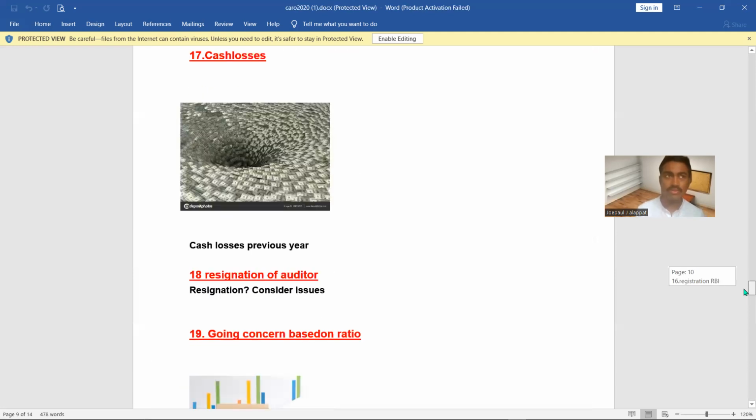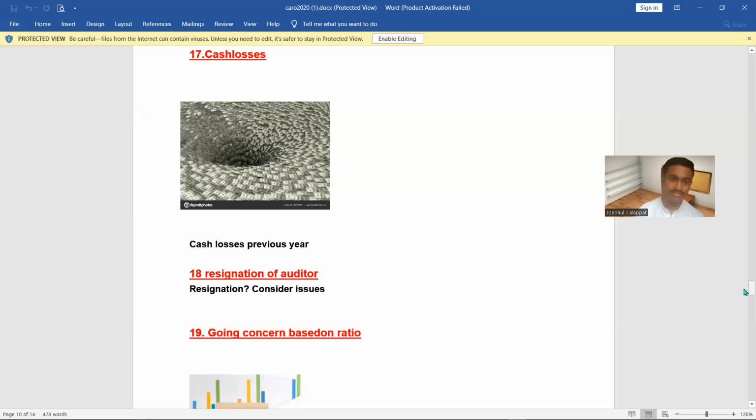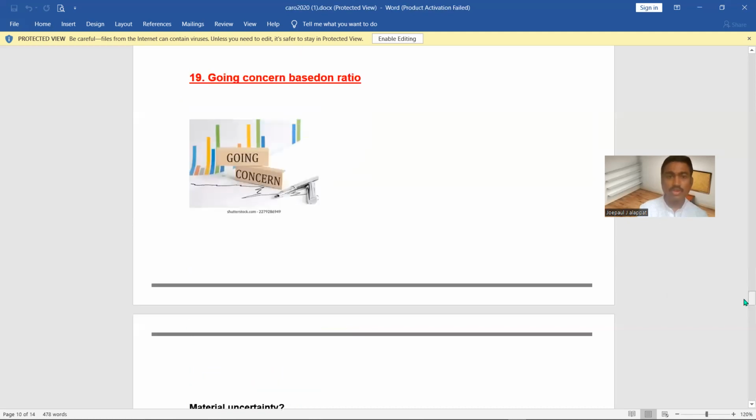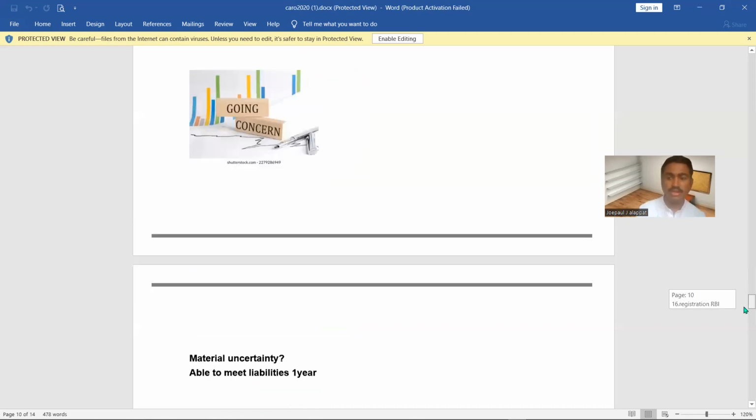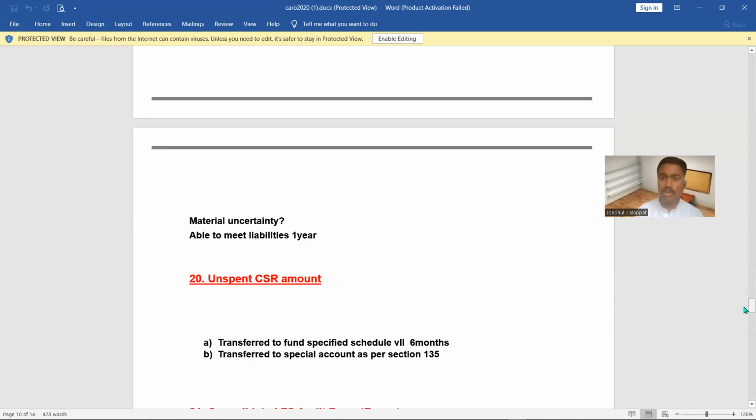Now, moving on to the next part, cash losses. If there are any cash losses in the previous year, you have to report. Then the 18th clause also does not require too much explanation. If there is any resignation, you have to see that. Okay, 19th clause, going concern based on ratio. You have to see whether there is any material uncertainty regarding going concern. Are you able to meet your liabilities within 1 year? For example, if you have a loan due within 1 year, you have to see whether the company is able to meet that loan.